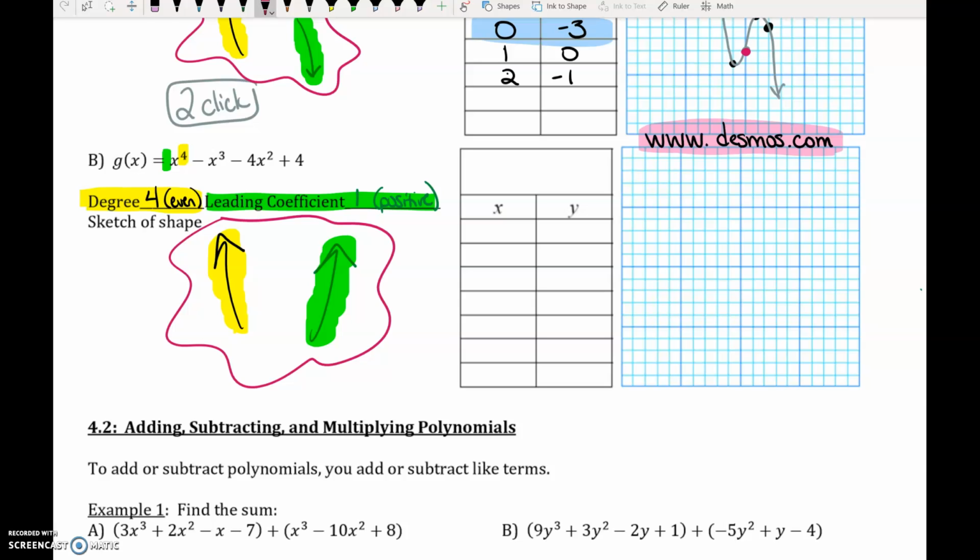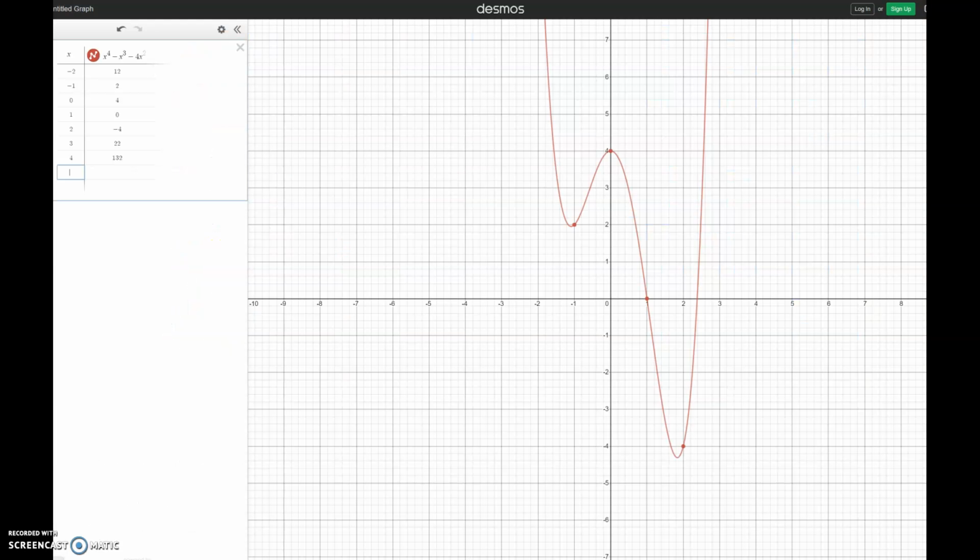Then if you plug 0 into all of these, you would have 4. So I know that this thing crosses the y-axis at 4. So the two ends point up, and it crosses the y-axis at 4, that may be enough information for you to pick the correct graph. If it isn't enough information, you could go to Desmos or your graphing calculator and look at the picture or look at the points and then match the graph that way.